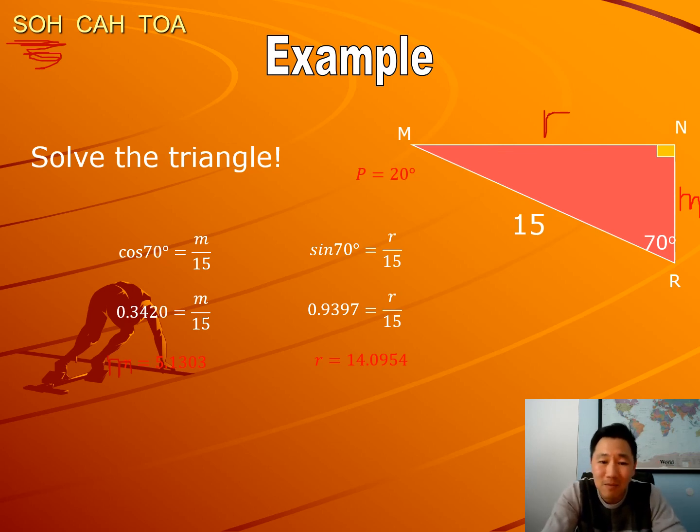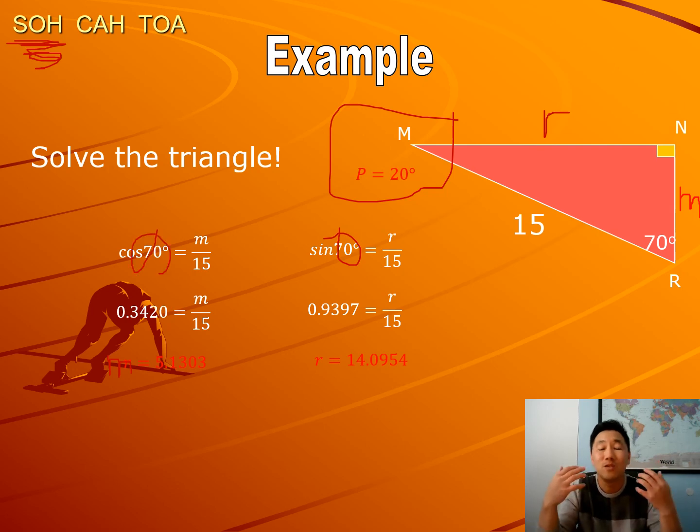Now, some of you guys might be asking, well, we know this was 20. Could we use 20 degrees instead of the 70 in all of these problems? You could have. You could have done 20 to solve for the R and solve for the M, and it would still work. But the general rule is always try to use what is already given to you. The 70 was already given to you, so use that one.